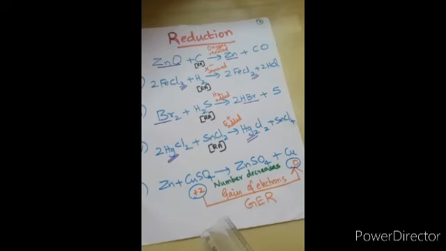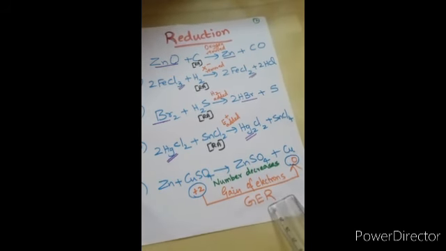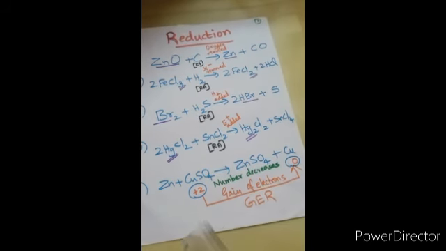LEO stands for oxidation, GER stands for reduction. Leo the lion says GER, that is an easy way to remember things. LEO, loss of electrons is oxidation, and GER, gain of electrons is reduction.